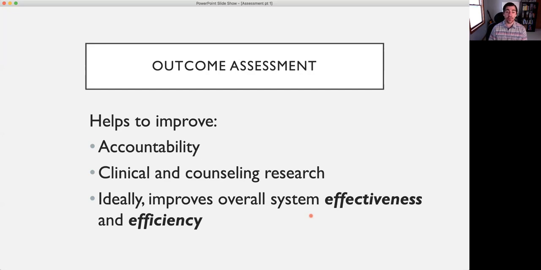Outcome assessment helps to improve our clinical and counseling research, meaning that we can get more data about when people are changing in treatment and what helps them to change. And then ideally, it helps to improve the overall effectiveness and efficiency of a system of care.